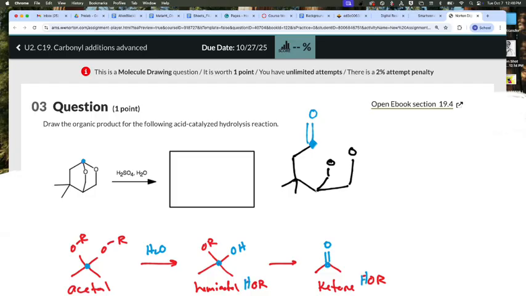Those shouldn't be negative, they should be neutral. They're neutral because what did you attach to them? H+. So what does that mean we need to do to finish our structure? H's need to be on the O. Add H's. And what do you now have? Beautiful structure. Beautiful. That's a stretch. But you now have your answer.